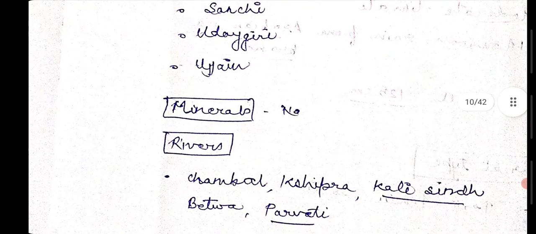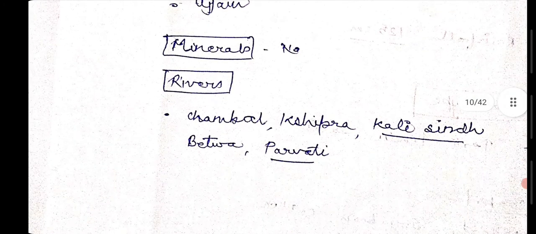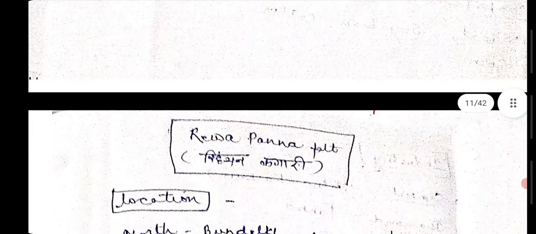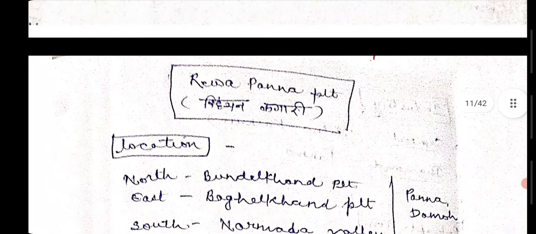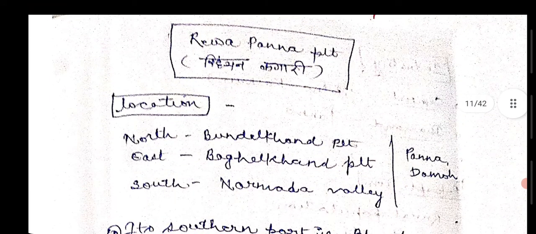Minerals: no mineral is found here. This is important. In Malwa, no minerals are found. Rivers: Chambal, Shipra, Kali Sindh, Parvati, Betwa. Next physiographical division is the Rewa Panna Plateau.